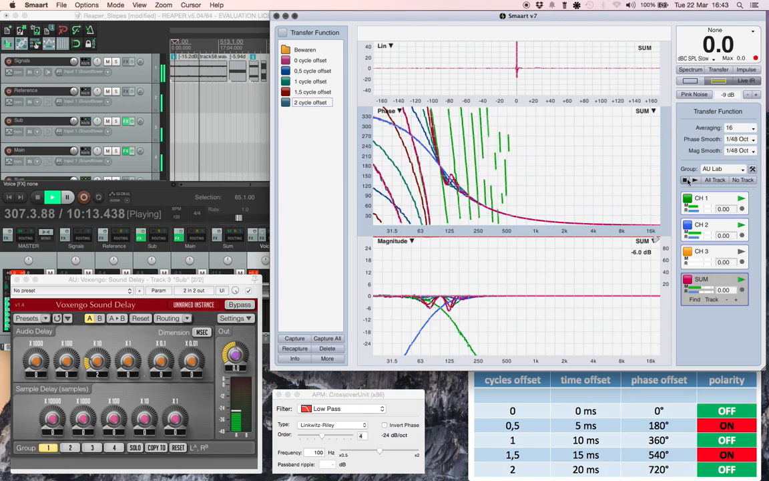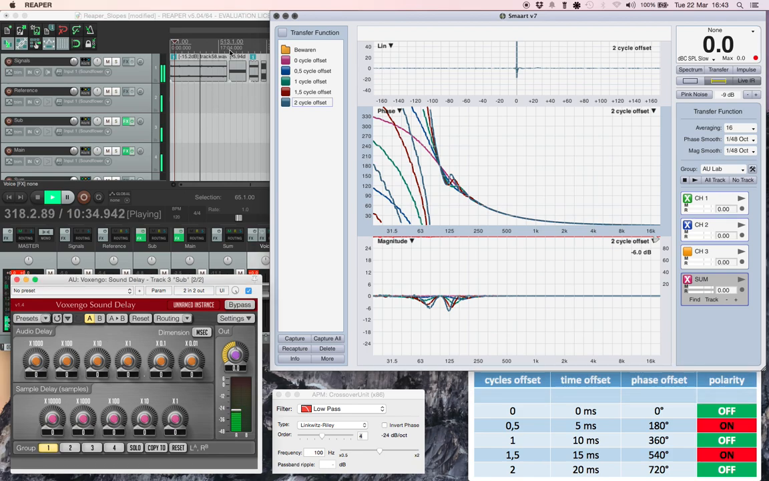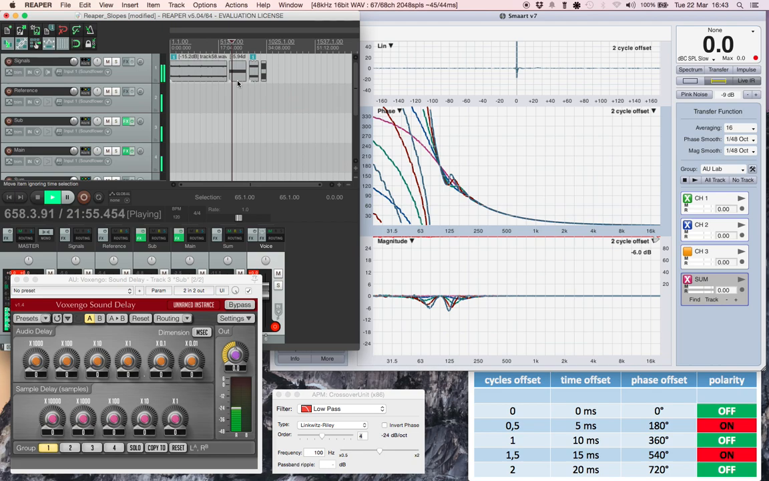So there you have it. You can see that with each half cycle additional offset you get more and more frequency response ripple, and you will not be able to hear this when listening to a single sine wave. So let's demonstrate that this is very much true. If I skip over to this fragment, we will hear a 100 Hz sine wave, and currently we have summation because there's no offset.